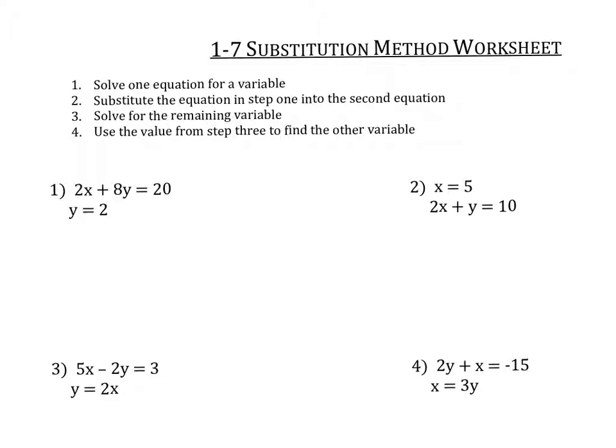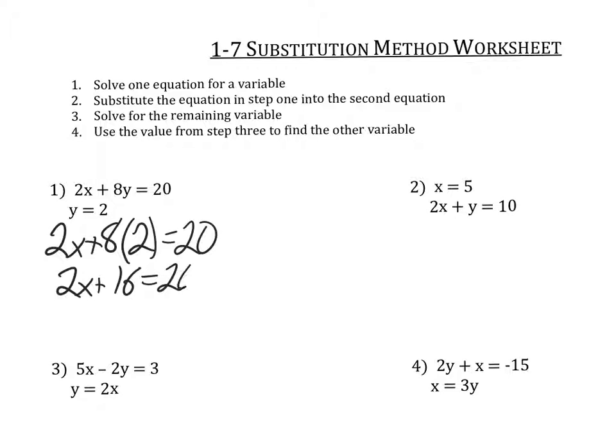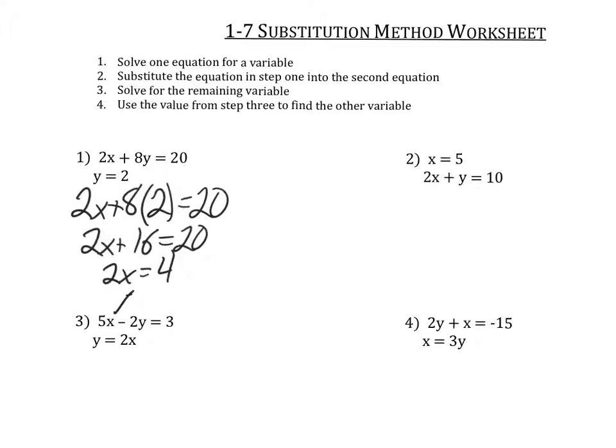So let's get started. My very first one, it's really easy. They went ahead and told me y equals 2, so I'm just going to plug that in. So we have 2x plus 8, instead of y, I'm going to write 2, equals 20. So simplifying, 2x plus 16 equals 20. We're going to subtract that 16 over. 2x equals 4. Very last step, we're dividing by 2. So that means that x equals 2. So now I'm done with my first part. I already know my second part, so my final answer is going to be (2, 2).